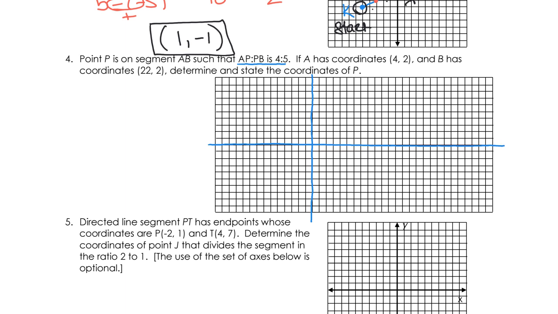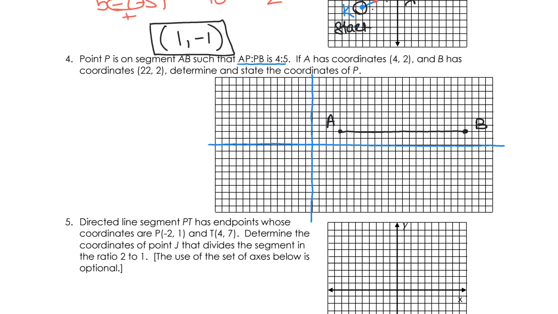All right, so I'm going to go ahead and graph A, who's at 4, 2. 1, 2, 3, 4, 2. And B, who's at 22, 2. 1, 2, 3, 4, 5, 6, 7, 8, 9, 10, 11, 12, 13, 14, 15, 16, 17, 18, 19, 20, 21, 22, 2. There's B. Yeah, it's a nice straight line segment. That should be easy, I think.